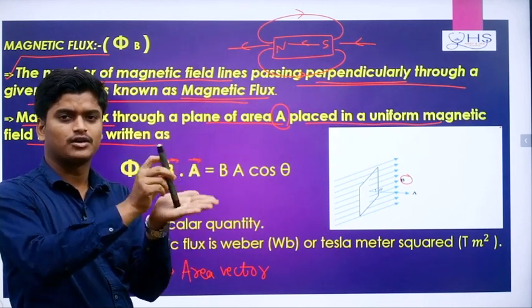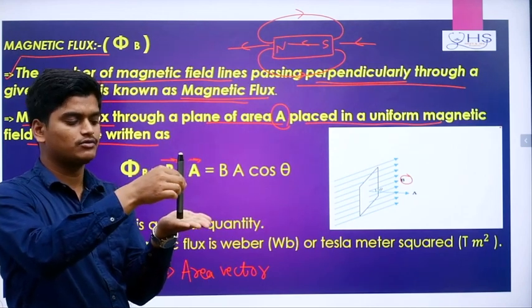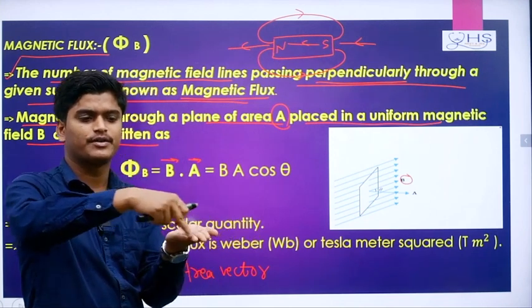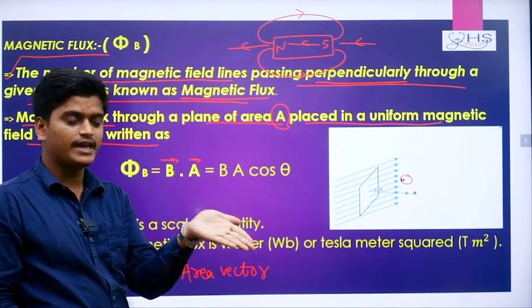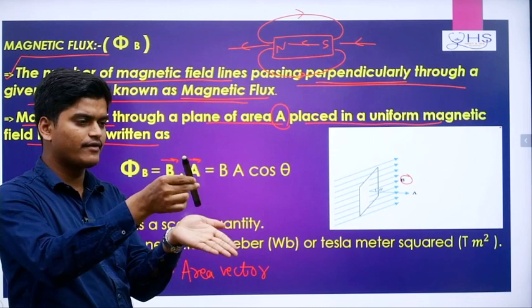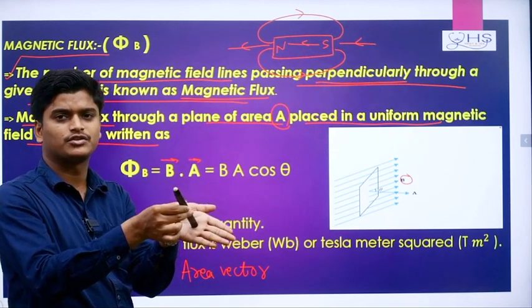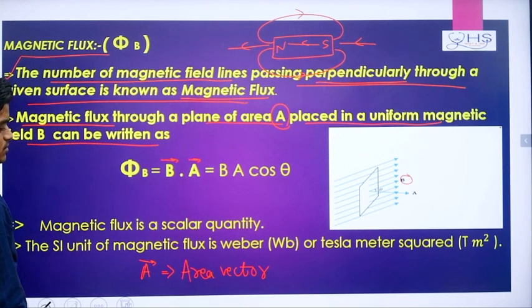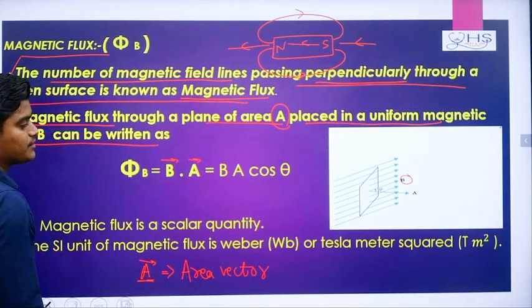The area vector or surface vector will always be perpendicular to the surface. So this is the area vector. Suppose the magnitude of the area is A. For this area, the surface vector or area vector will be perpendicular to the surface. So always remember that one. This is what the area vector is.